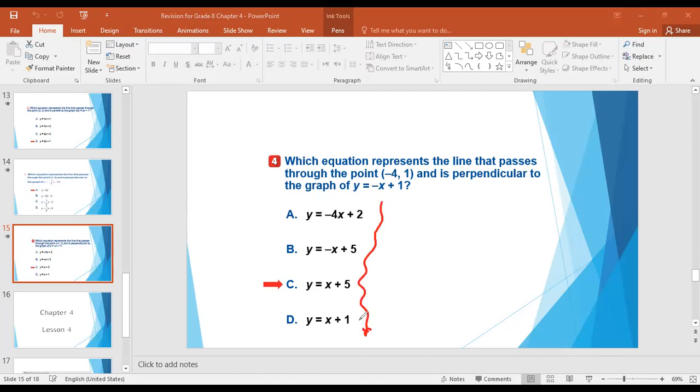Write an equation that represents the line that passes through the point (-4, 1) and is perpendicular to the graph of y equals -x plus 1.